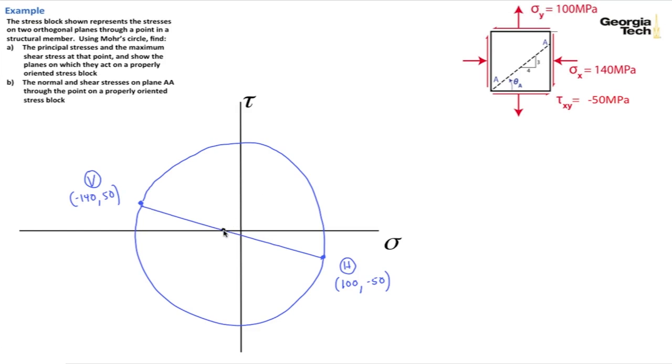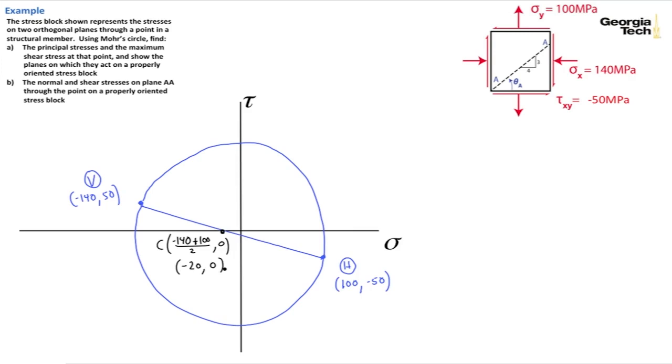All right, let's start by labeling the center of the circle. And you recall from the equations for the center, that's the average stress. And so the center is going to be the normal stress on the X face, which is minus 140, plus the normal stress on the Y face, which is plus 100, and we divide that by 2, so we get the average, and it's got 0 shear stress at that point, and so our center is at minus 20 and 0.